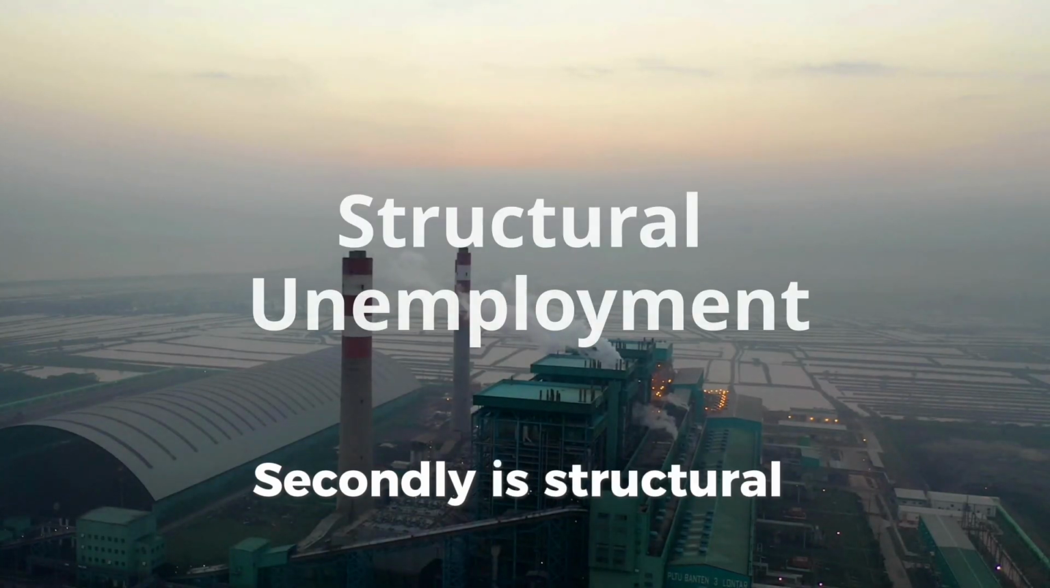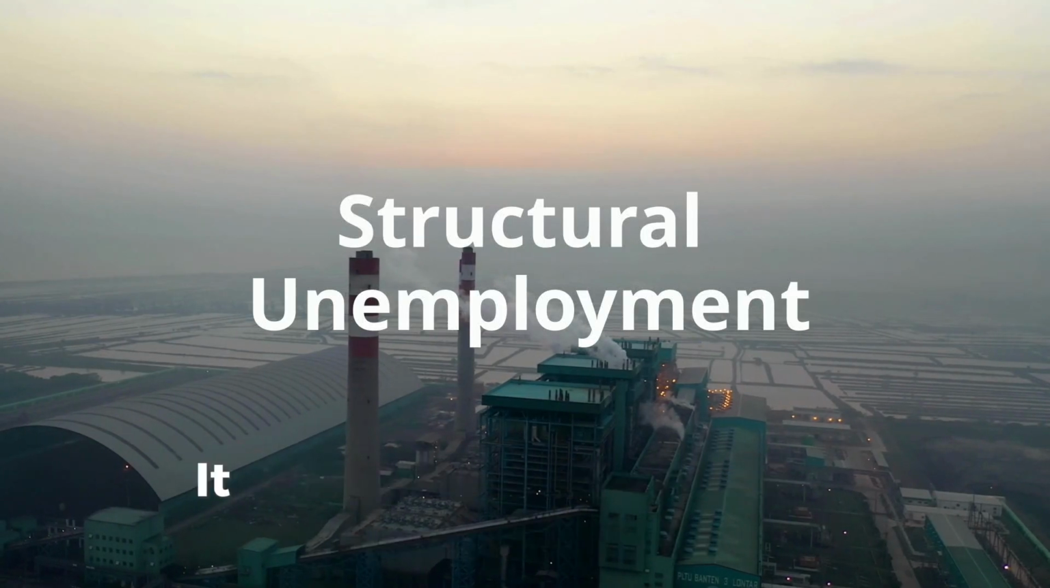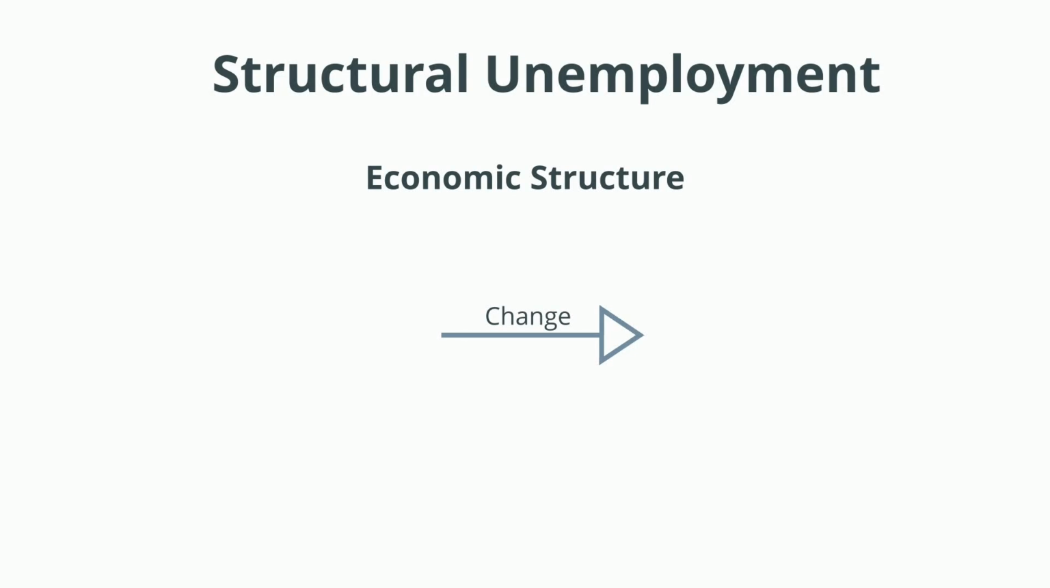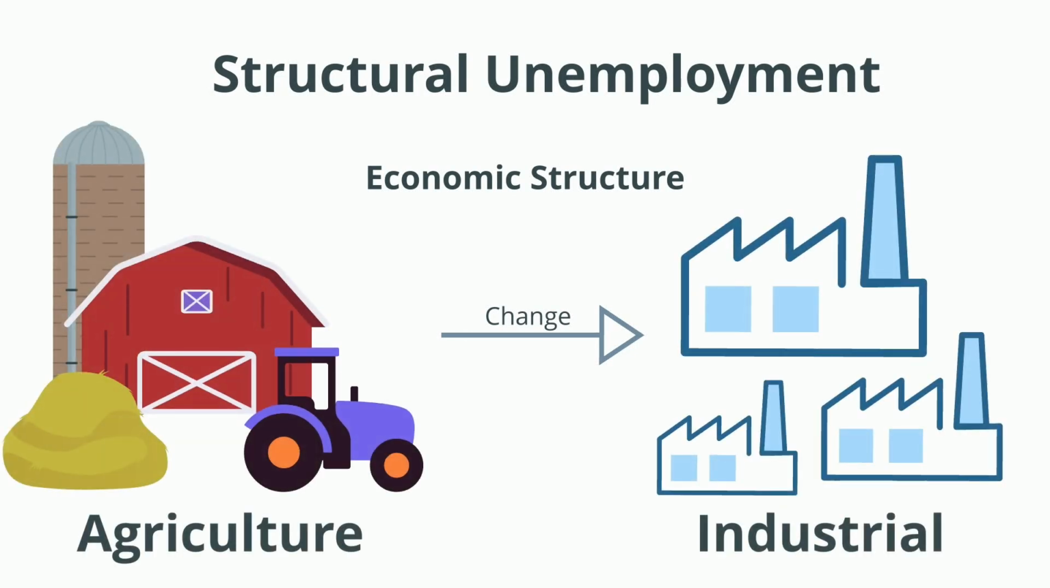Secondly is structural unemployment. It is caused by a change in the economic structure of a country. A change of the main economic structure from the agriculture sector to industry will cause this type of unemployment to occur when the demand for labor reduces in the agriculture sector.